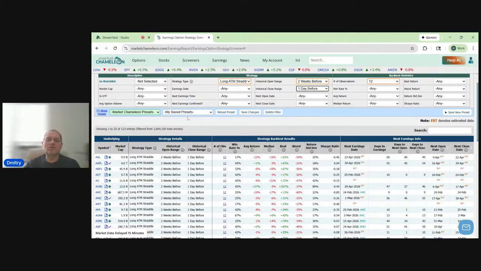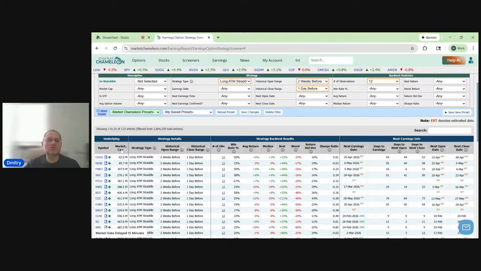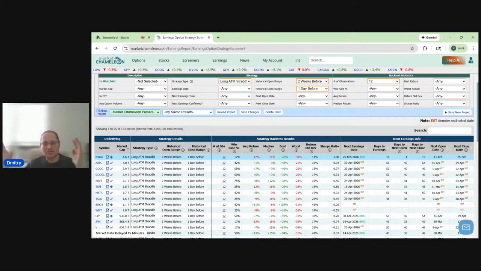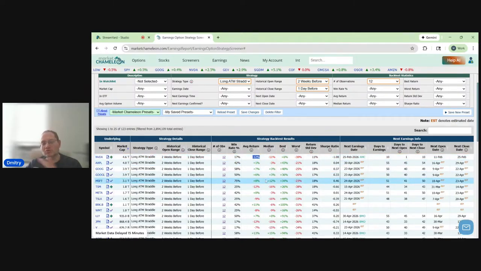So here, now we have these results. You could see here, let's sort it by highest market cap. So if you click on these, you could sort them by market cap, any of these columns. So see in NVIDIA, a straddle 2 week hold that starts 2 weeks before earnings and ends the day before earnings. That was only profitable 17% of the time with an average loss of 12%. So you could see here that a 2 week hold of a straddle was unprofitable historically on average.